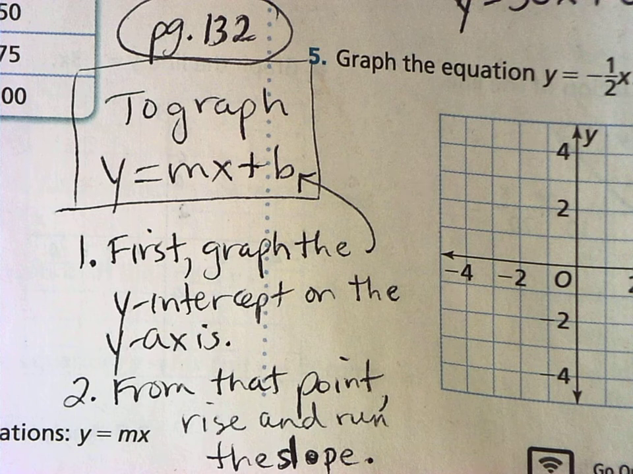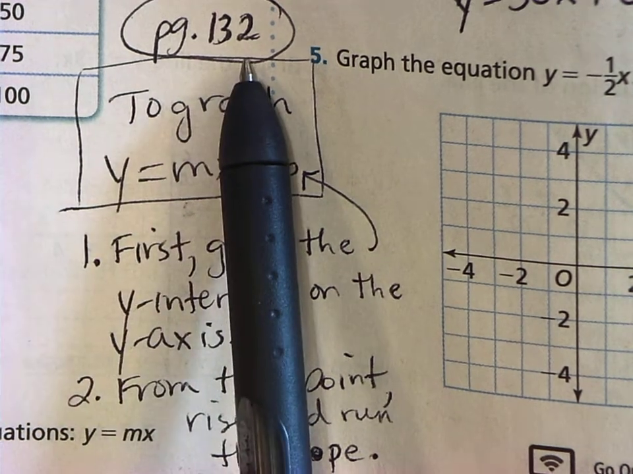Hi there, this is part 2 of graphing equations in slope-intercept form. So we're on the bottom of page 132.